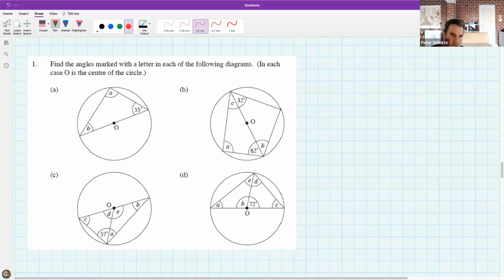Okay, let's go to something a little bit more detailed. I want you to try and find A and B in the first question, and I also want you to find me A, B, and C in the second question. See if you can do those two using what you've learned so far today.